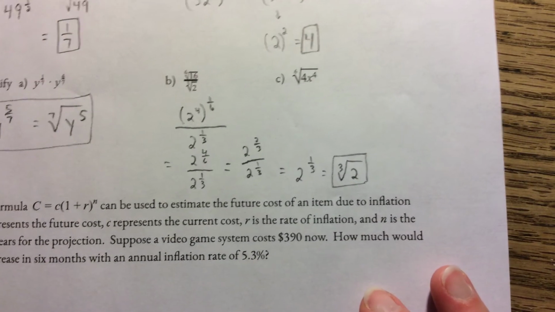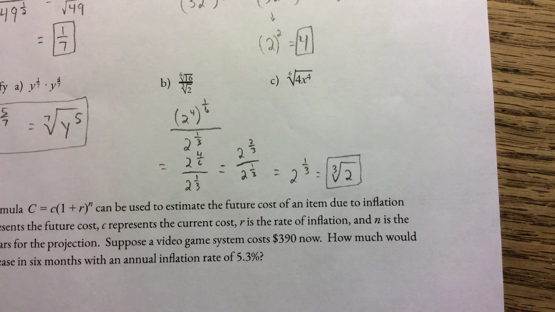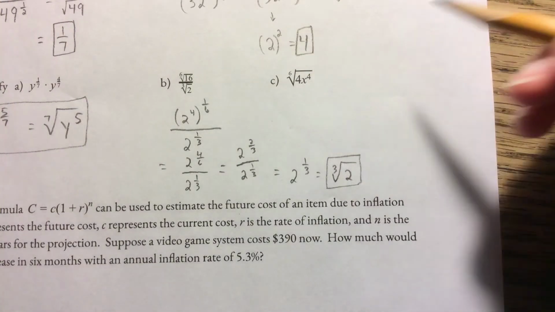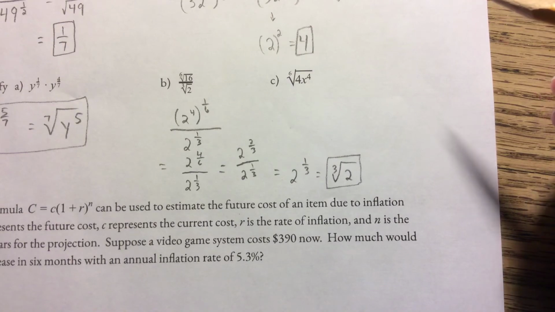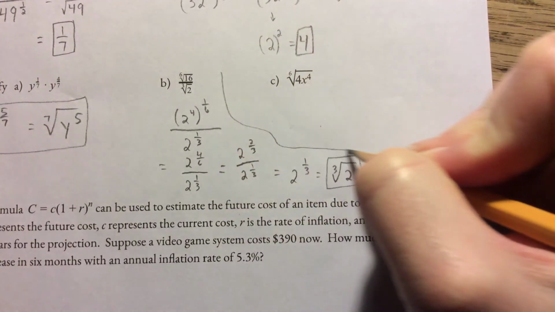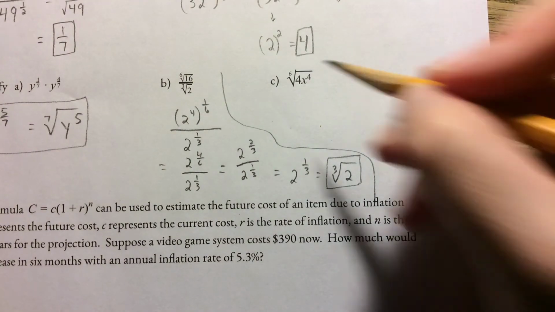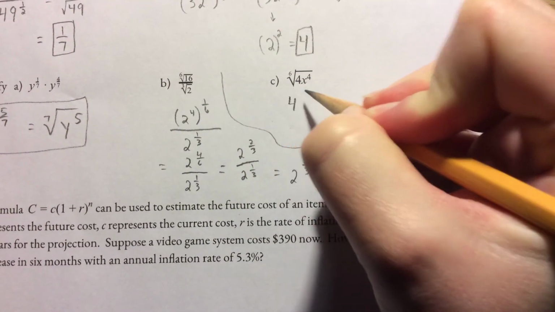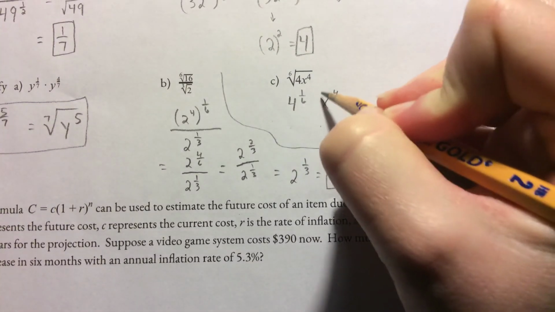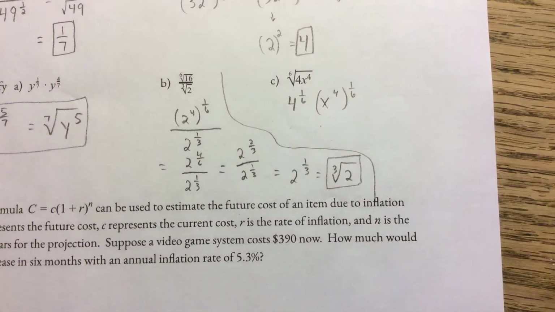Okay, one more of these to look at. So we have a 6th root of 4x to the 4th. So to simplify that, I'm going to kind of separate those. Let me draw a line here. Sorry, I ran out of room. So this is the same thing as saying 4 to the 1/6 power and an x to the 4th to the 1/6 power.